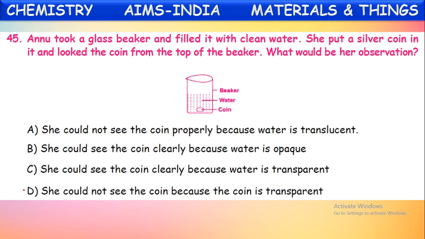We know clean water is transparent. Through water, we can see clearly if it is pure water. If there are any impurities, it may become unclean and we cannot see clearly. But if we take pure water, we can see through it clearly. So, as she has taken pure water, she could see the coin clearly because water is transparent. Pure water is transparent. Through pure water, we can see objects. This is the correct answer. Okay, let's go to the next one.